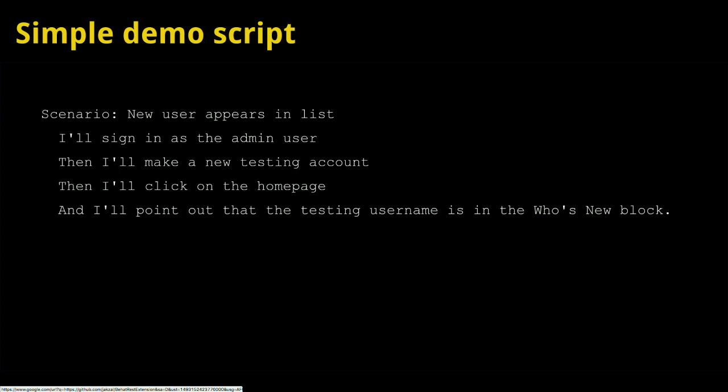So you can do that. I could have a really human-friendly script saying the way I'm going to demo that this new user block is done is, I'm just going to sign in as an admin user, make a new testing account, click on the home page, and then say to my client, look, the new account that I just made is in this block. This isn't really complex, but I do think it's a good idea. Before you start a ticket, before you start a user story, just think about and actually write down, in a place that you and your coworkers can see, how you're going to demonstrate that you're actually done with the thing. I think you can get a clear definition of done without automatic execution.